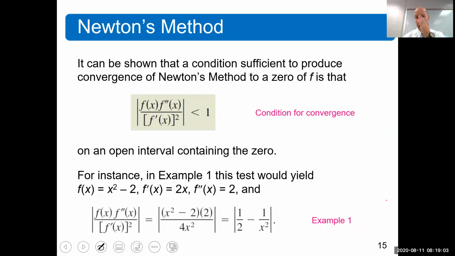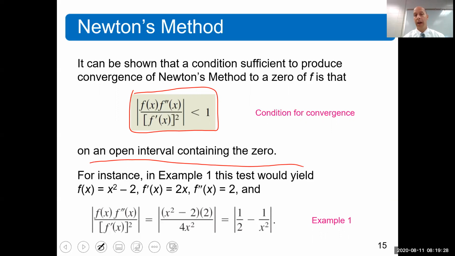It can be shown that a condition sufficient to produce convergence of Newton's method can be produced using the following condition. In other words, if you've got a function, if you can show that the absolute value of f of x times the second derivative of f of x divided by the first derivative of f of x squared is less than 1, then we know that it's going to converge on that open interval, and we'll be able to find a 0. So for example, in the problem we just did, f of x was x squared minus 2, f prime was x squared, f double prime, of course, would be 2.